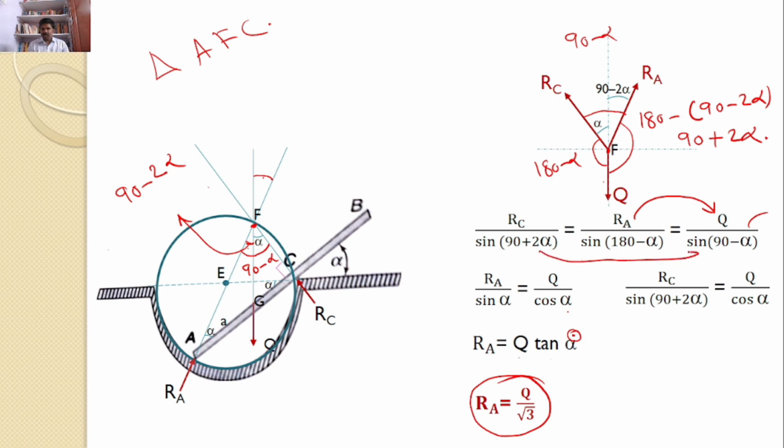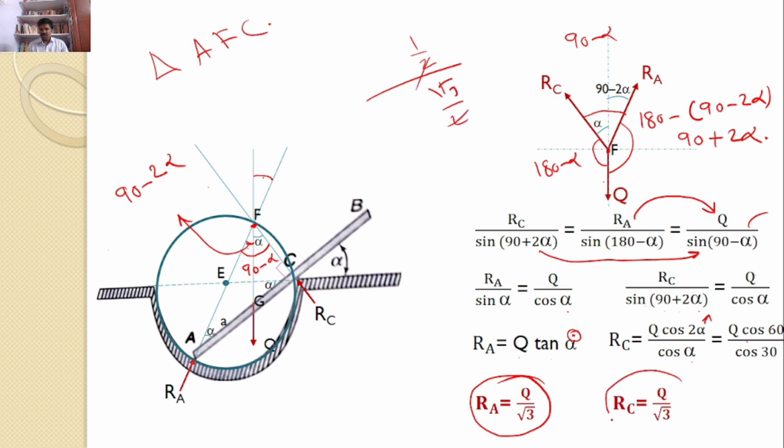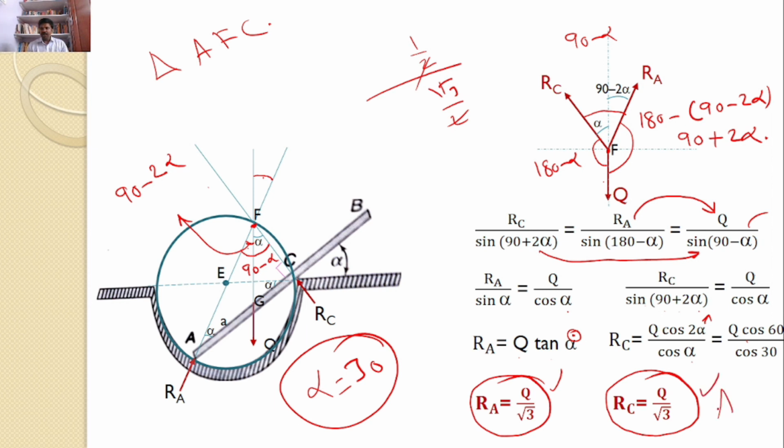Similarly, by taking these two expressions, RC divided by sine 90 plus 2 alpha is equal to Q by cos alpha. Now sine 90 plus 2 alpha is equal to cos 2 alpha. Hence RC is equal to Q into cos 2 alpha divided by cos alpha. Alpha value is equal to 30, so 2 alpha is 60. Hence it is Q into cos 60 by cos 30. Cos 60 is 1 by 2, divided by cos 30, which is root 3 by 2. Hence we can say RC is also equal to Q by root 3. Hence alpha is equal to 30, RA is equal to Q by root 3, and RC is equal to Q by root 3. These are the answers for the given problem.